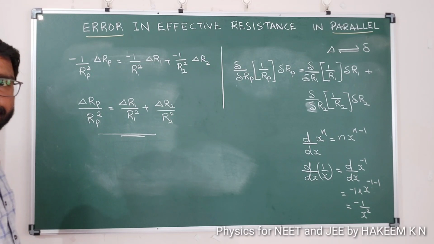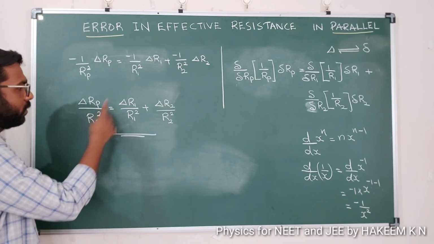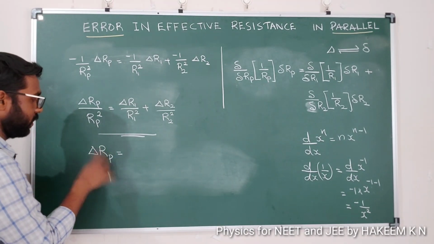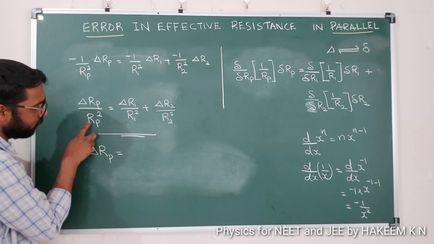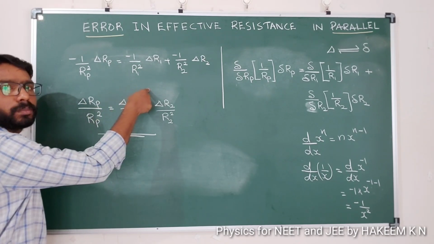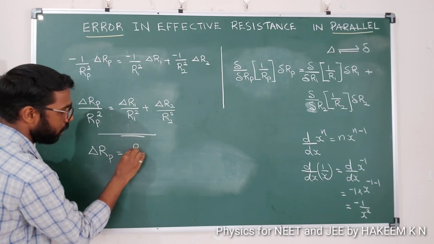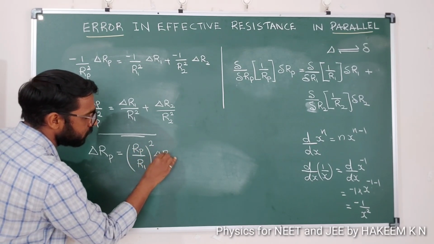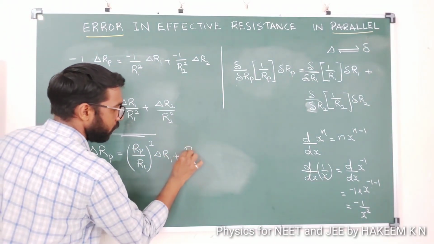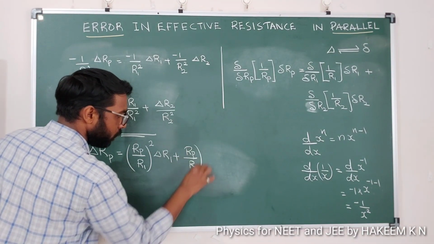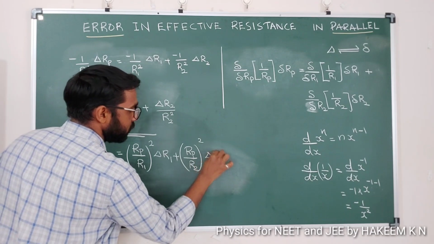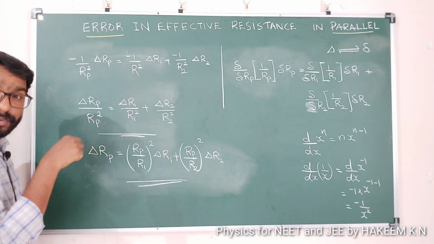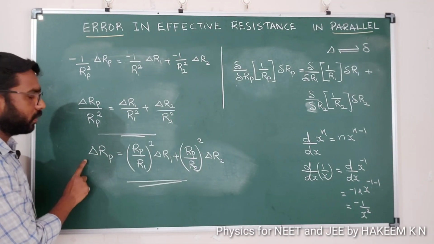This is the proof. And we can write this as the error in effective resistance of parallel connection: delta Rp equal to, taking Rp square to the numerator on the RHS, Rp by R1 whole square into delta R1 plus Rp by R2 whole square into delta R2. This is the equation to find the error in effective resistance of parallel connection.